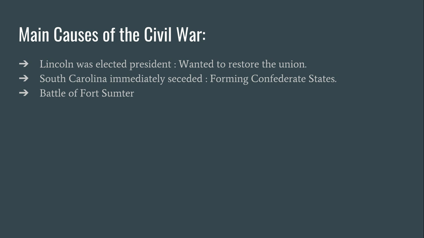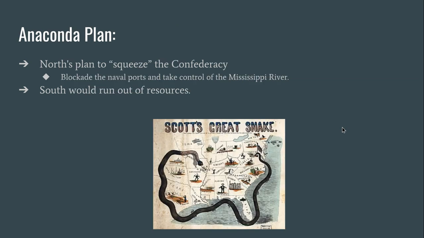After the South seceded, Confederate forces attacked Union troops in Sumter, South Carolina, which is known as the Battle of Fort Sumter. This was the main spark of the Civil War, and you will find it is probably one of the main and most known causes of the Civil War.